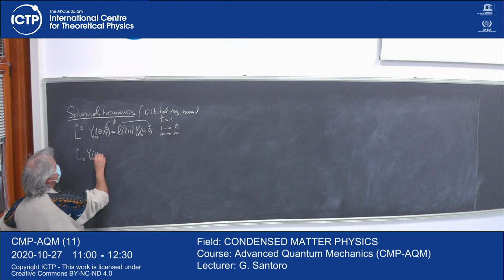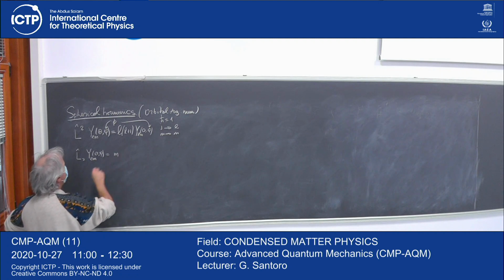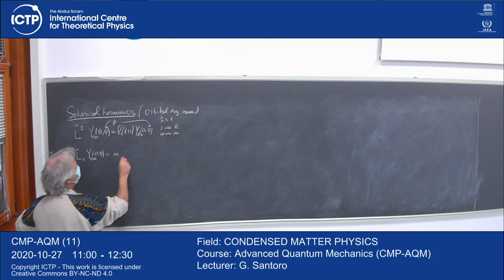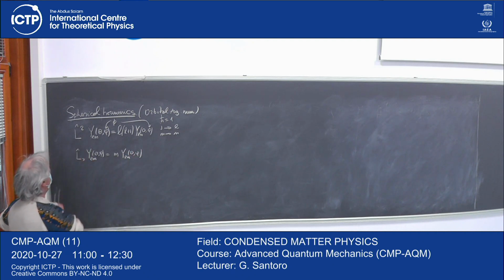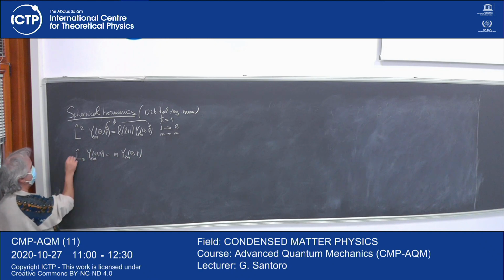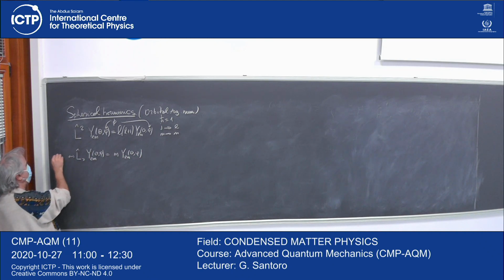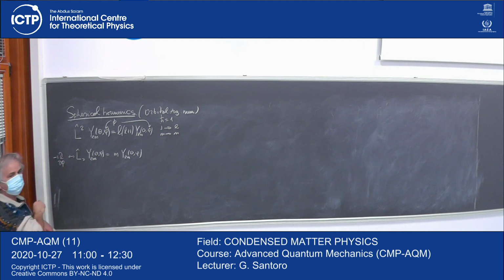So these spherical harmonics are also eigenfunctions of Lz with eigenvalue m. Good. Now, I remind you that these are differential operators. This operator here is very simple. I'll give it to you. It is minus i, the derivative with respect to phi.